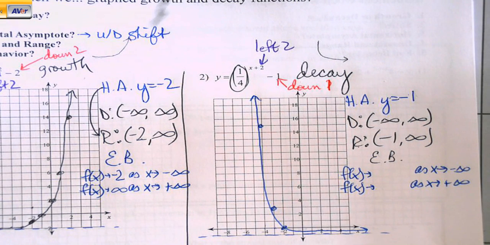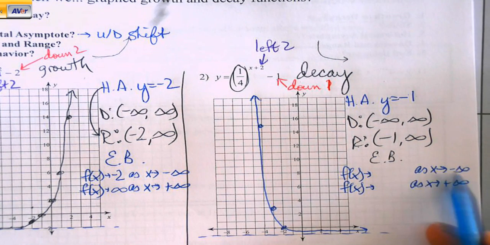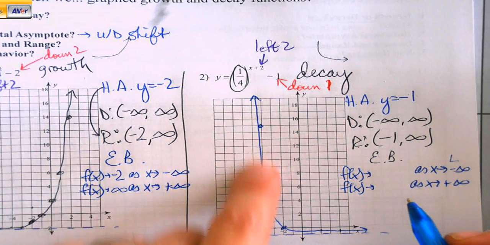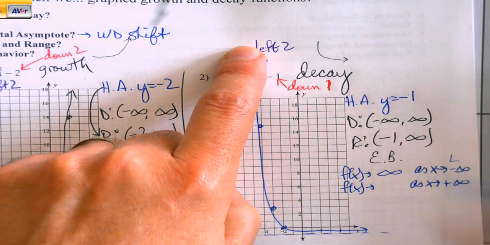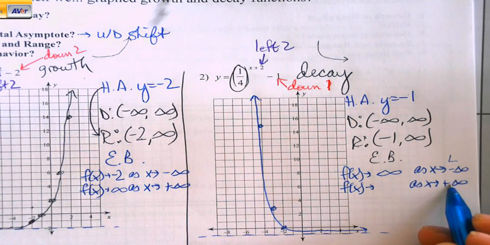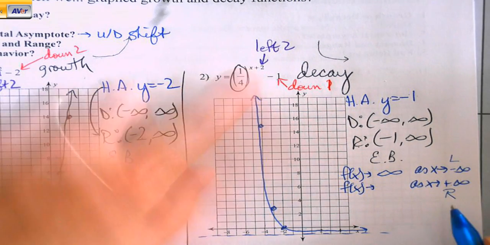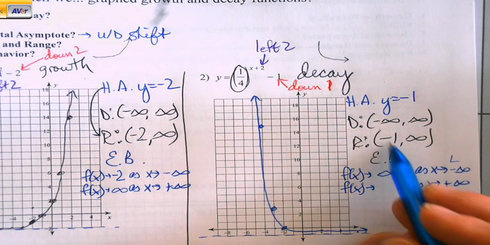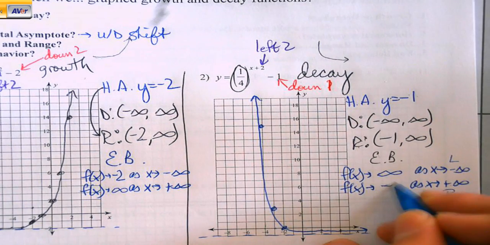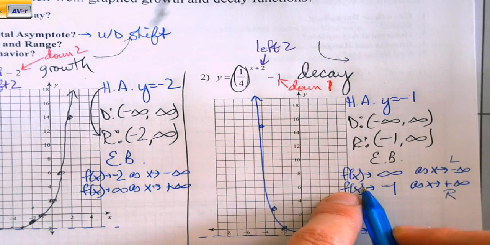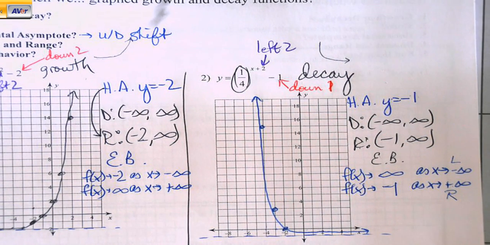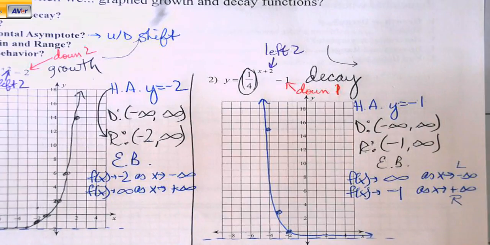And so I look at my graph now, and I go, okay, as x goes to negative infinity, as x goes to the left, y is going up, up, up, up, up. As x goes to positive infinity, as x goes to the right, y goes towards negative 1. Range f of x, domain x. Okay. So again, we've got some more for you to play with, practice with, and see how it's going.